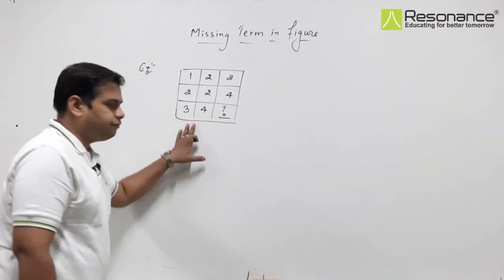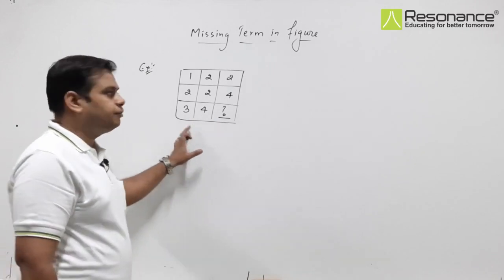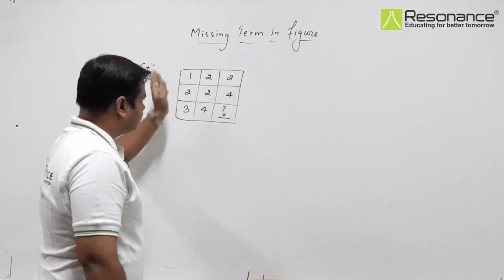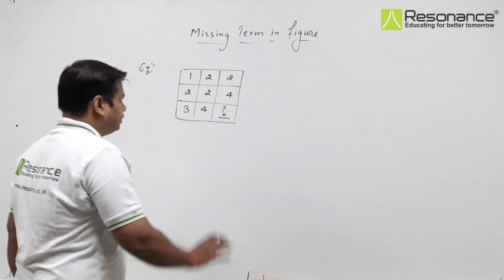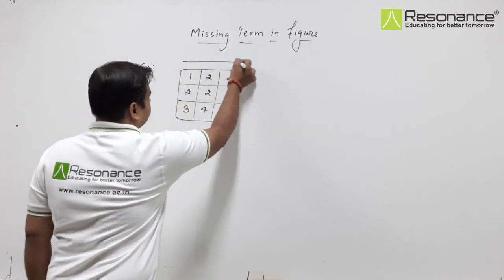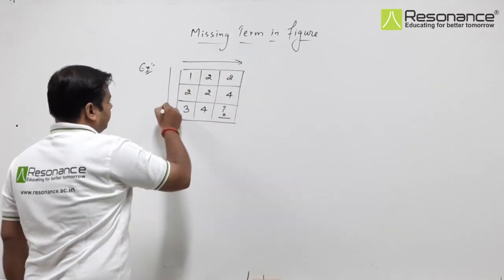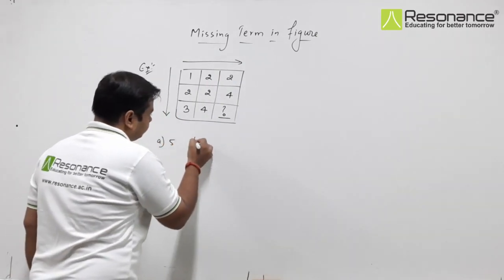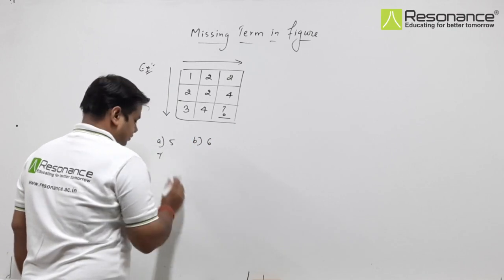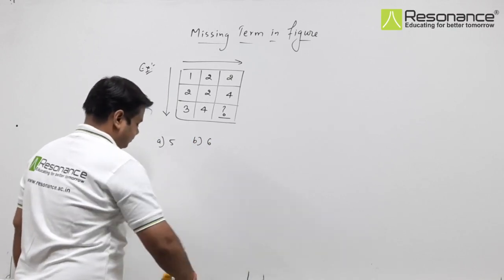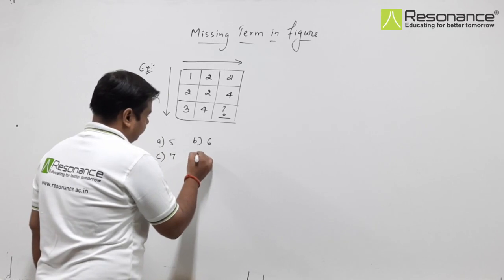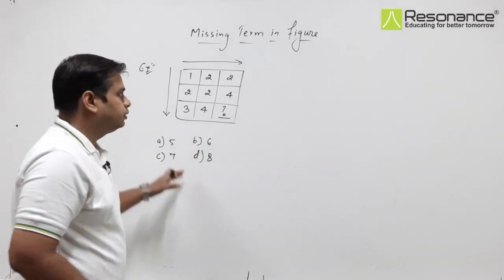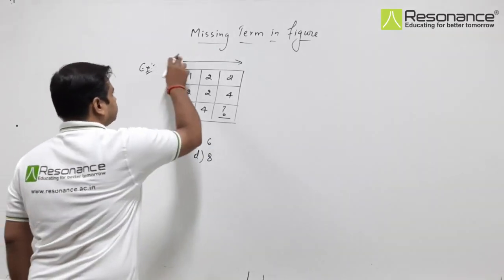Now whenever we have a question of grid, we have to apply the rule, we have to apply the relation of numbers column wise or row wise. That means the logic between numbers can be applied row wise or column wise. Suppose our options are 5, 6, 7 and 8. Okay, these are our options.